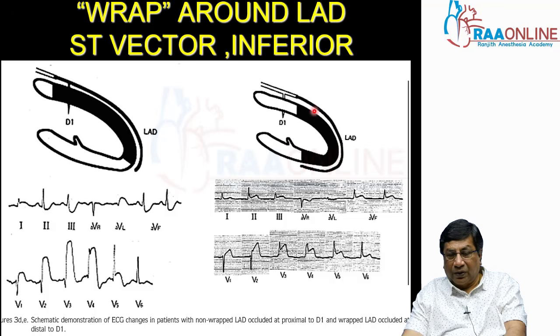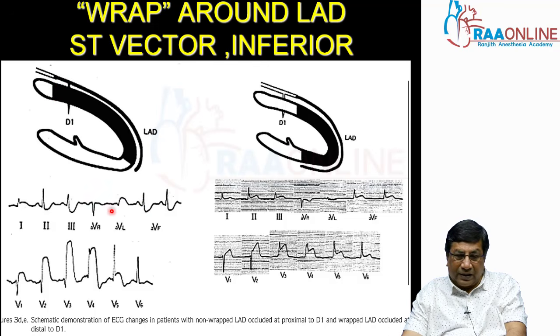This is called wraparound LAD, where you have ST elevation in inferior leads. Whereas in a proximal or mid lesion, because the ST vector is going superiorly, you have ST segment depression in inferior leads. So what gives you very crucial information about the location of the lesion in the left anterior descending artery is the inferior leads.